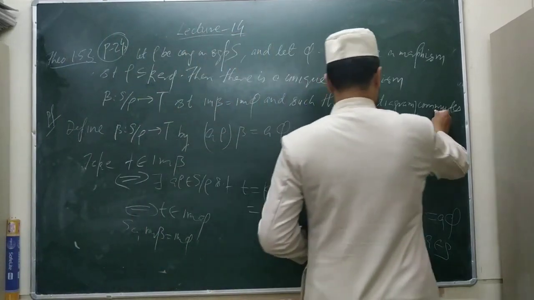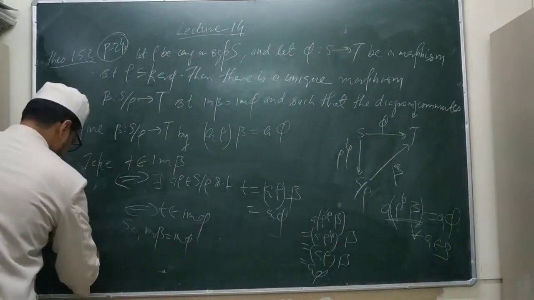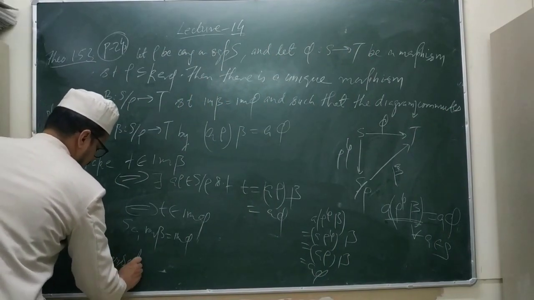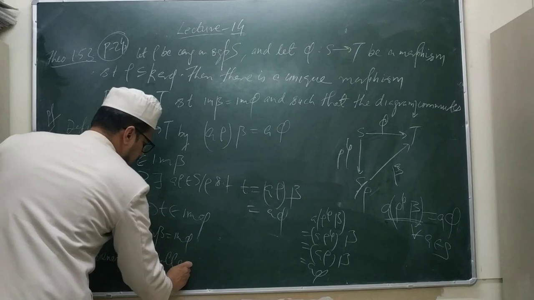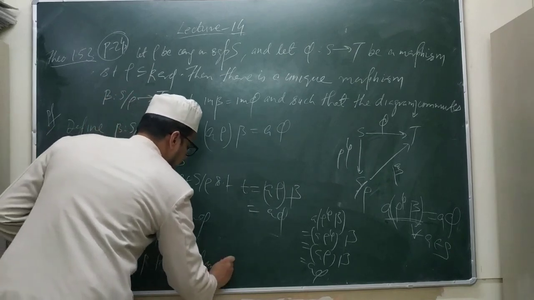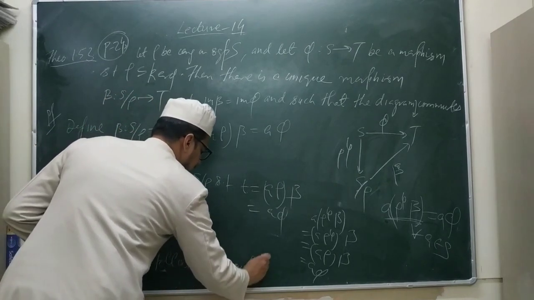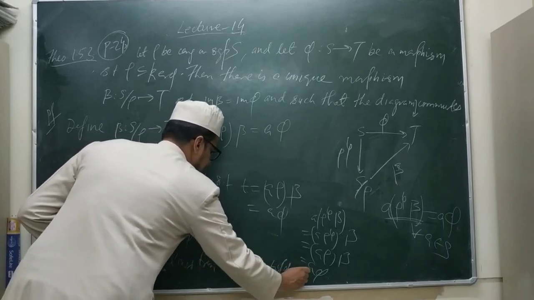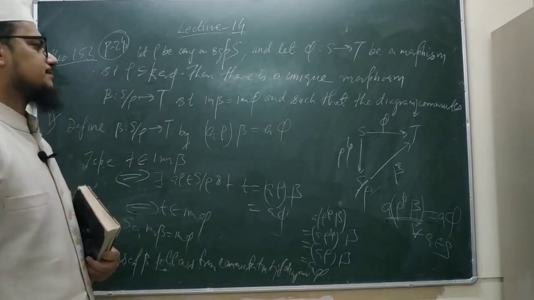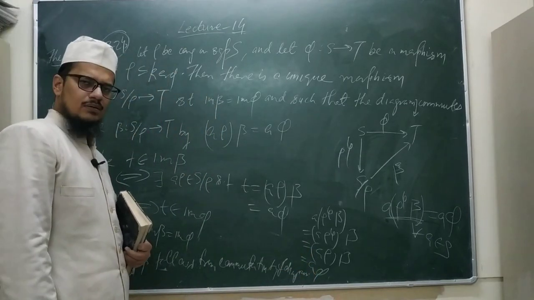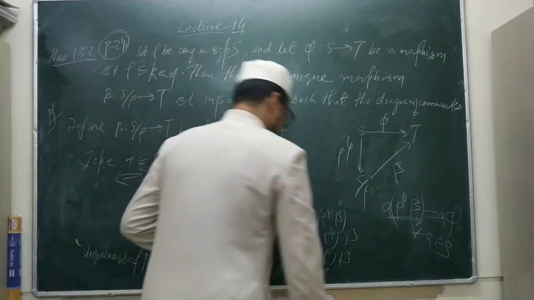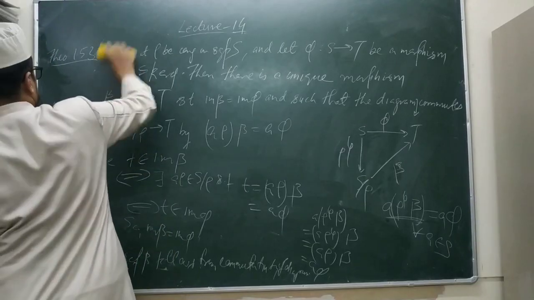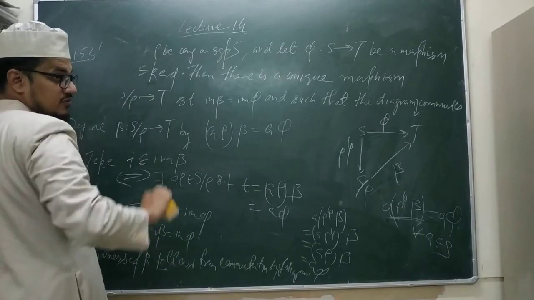So you can just write in the last: uniqueness of beta follows from commutativity of diagram. Correct. So now we move to the last result of my lecture, a very important result in the sense that it includes both theorems.